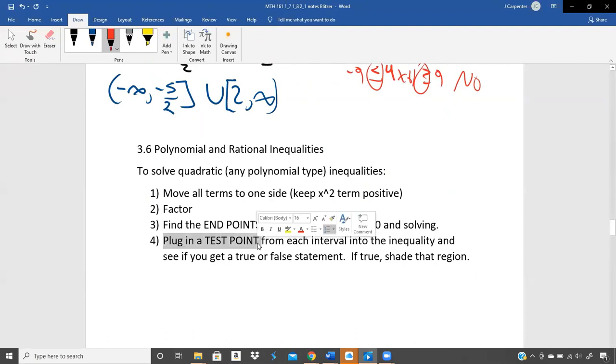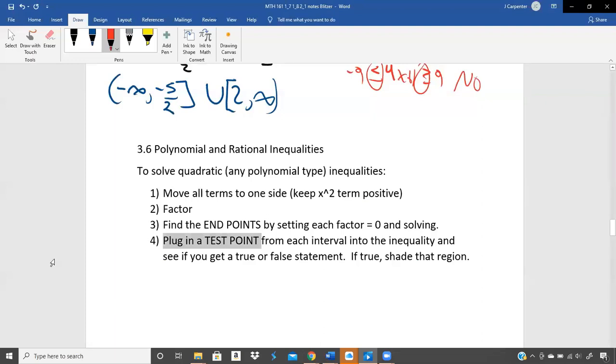Now, here's what's interesting. If I had a room of 10,000 students, each of those 10,000 students could pick different test points in each of the three regions, and all still get the same answer, even though they pick 10,000 different numbers in the process. So maybe I use the value of x equals 1 if my windows were 0 to 10 for the endpoints. Maybe you do 2. Maybe a third student does 3. Maybe a fourth student does 5.9. Those are all fine as test points.